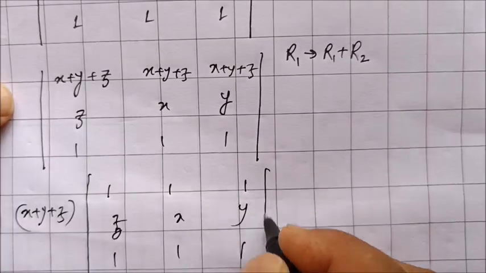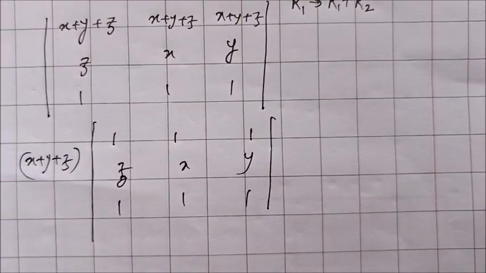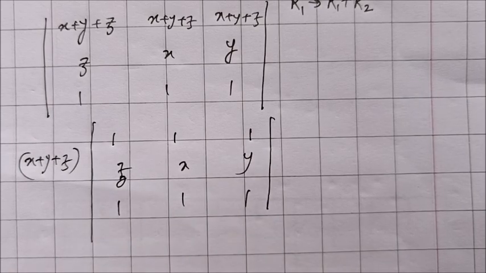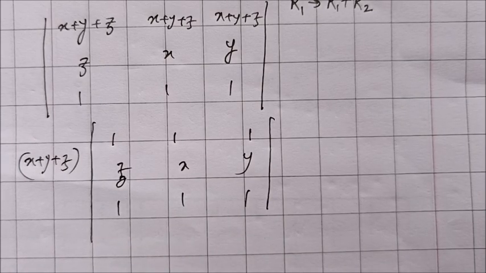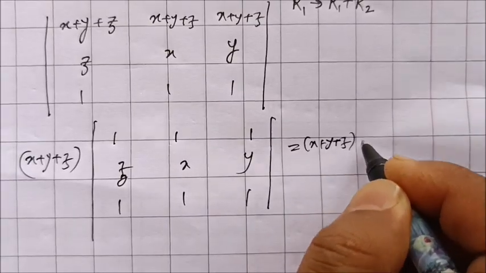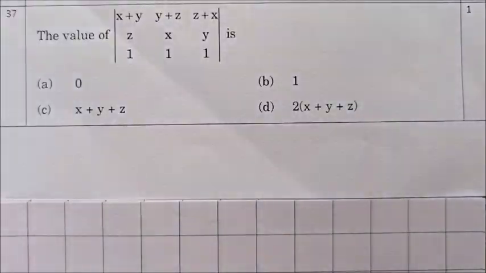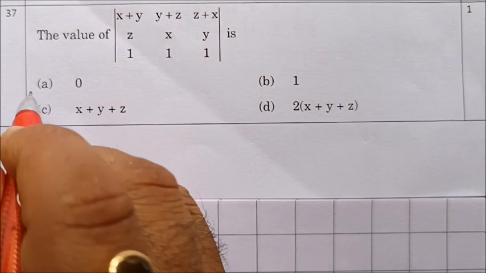And we should know that in a determinant where two rows or two columns are either identical or proportional, the value of the determinant is 0. So therefore this determinant will become 0. So x plus y plus z into 0, ultimately the answer is 0. So therefore the correct option is A.